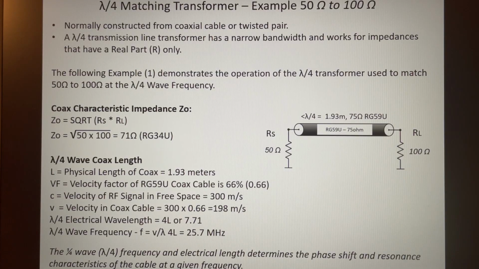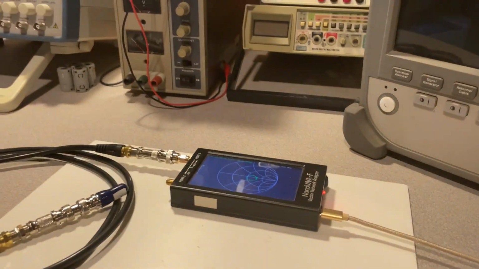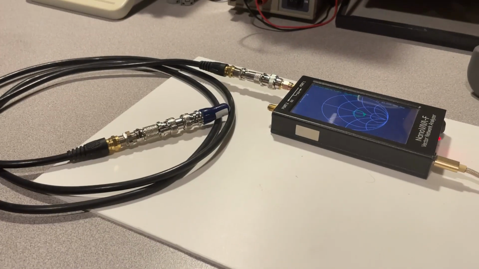All right, so now we're going to talk about how to use a quarter wavelength of coax to match 50 ohms to 100 ohms. And remember, this is for real part only. So let me switch over to here and quickly show my setup.